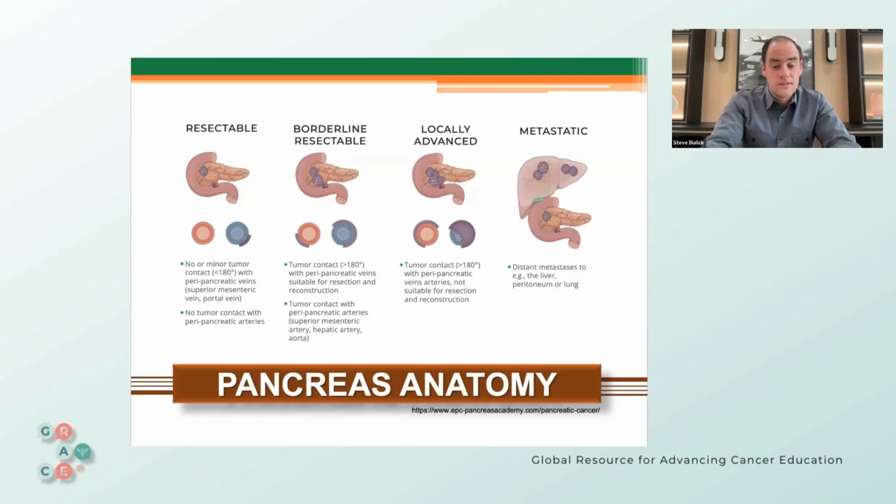Metastatic disease, or stage 4 pancreatic cancer, is when the cancer spreads from the original site, the pancreas, to a different organ.